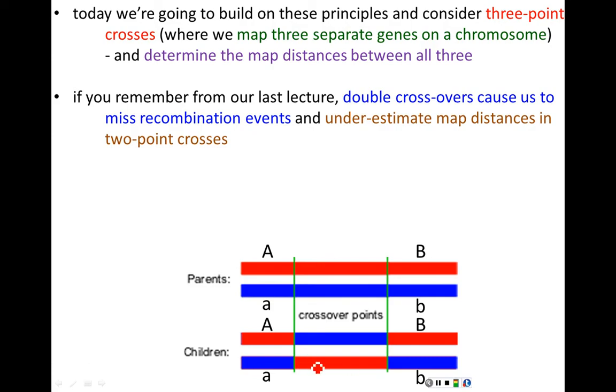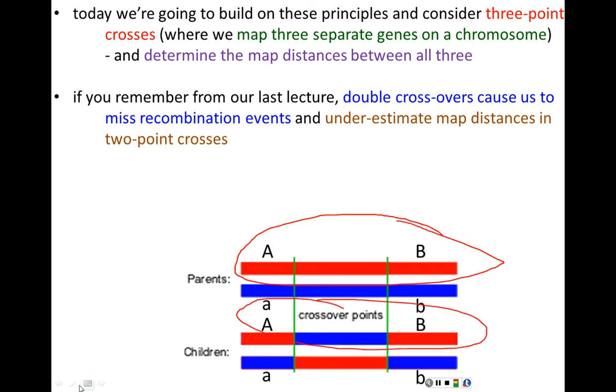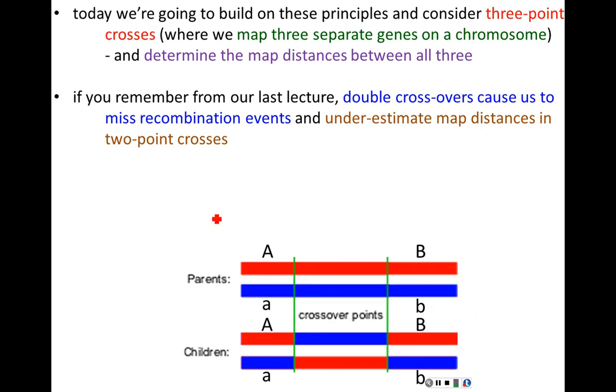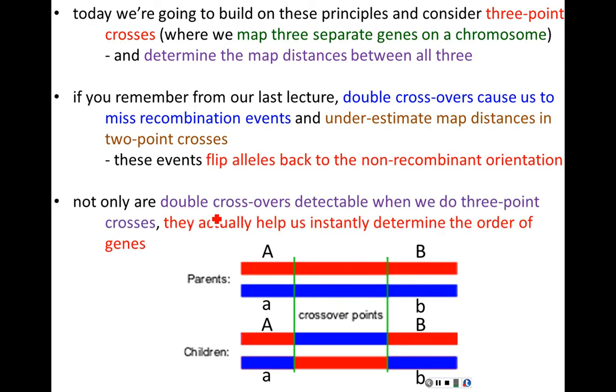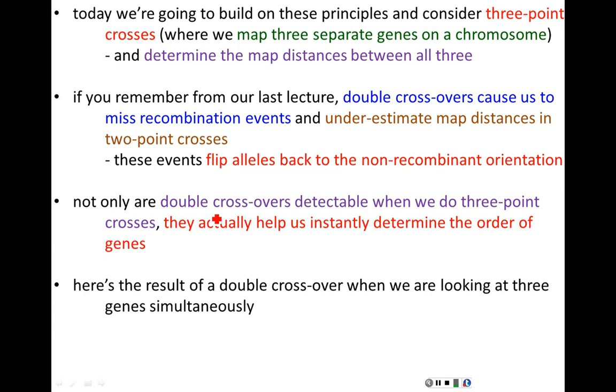So ignoring what's in the middle, if we're just looking at the relationship of the A allele with the B allele, what we see in the parent is what we get in the offspring. And so they look like non-recombinants, but in fact they are the result of two crossover events. So not only are double crossovers detectable when we do 3-point crosses, actually the double crossover events help us to instantly determine the gene order when we're doing 3-point crosses.